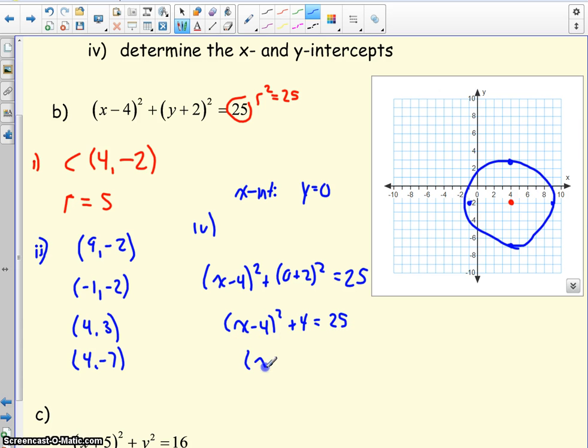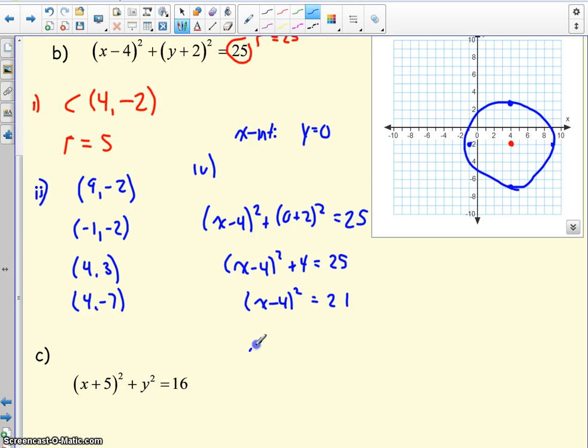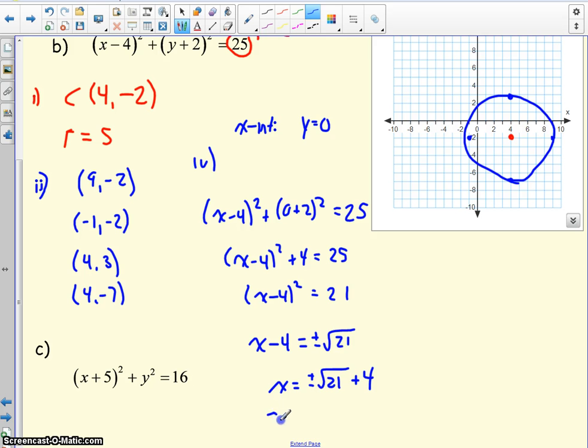I'm going to move that 4 over, because I'm trying to isolate for x here. x minus 4 all squared is equal to 21. So now to get rid of that square, I take the square root of both sides. So I get x minus 4 equals plus or minus root 21. So that means x equals plus or minus root 21 plus 4. Okay, and I can turn these into decimal equivalents if I like.